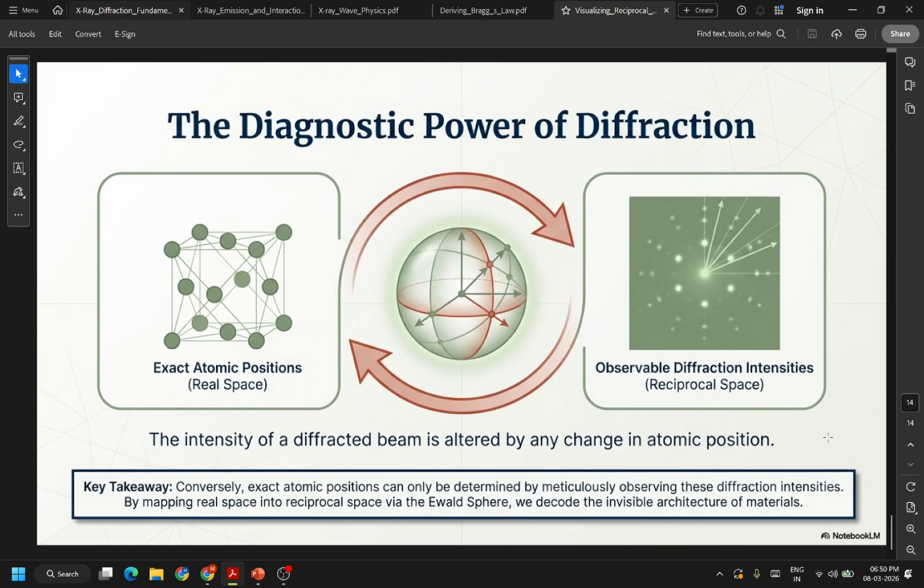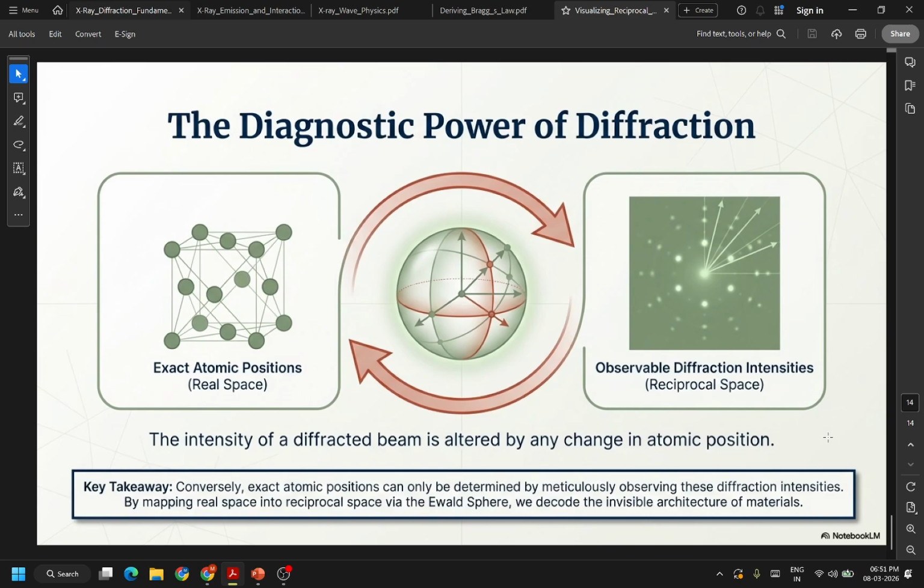So diffraction is used to convert observable diffraction intensities in reciprocal space to exact atomic positions in real space. The intensity of a diffracted beam will be altered by any change in atomic position, and conversely, exact atomic positions can only be determined by meticulously observing these diffraction intensities.